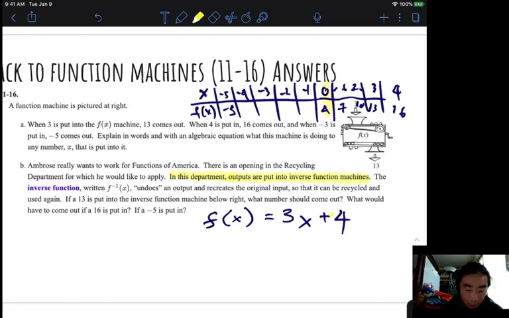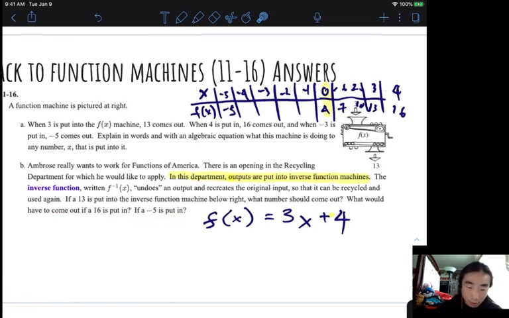The inverse function, written f to the power of -1 of x, okay? F inverse, that's how you'd read this symbol, undoes an output and recreates the original input so that it can be recycled and used again. So if you put in 13 into the inverse function machine below at the right, what number should come out? And then what would have to come out if the input is 16? What has to be put in? And then what happens if a -5 is put in?